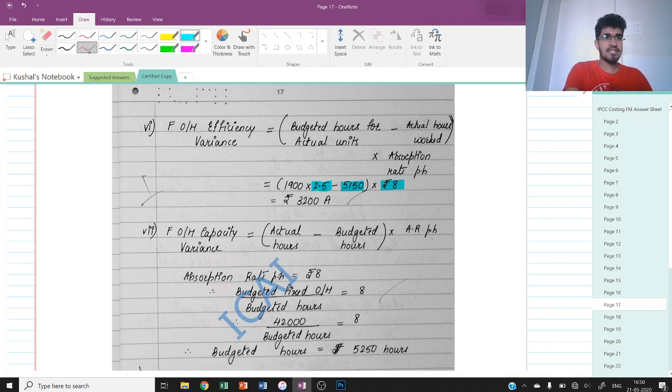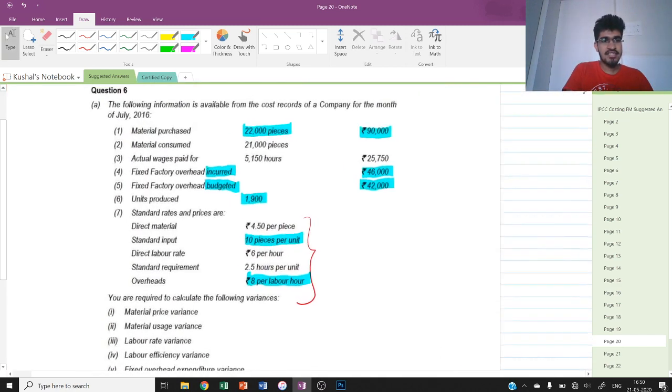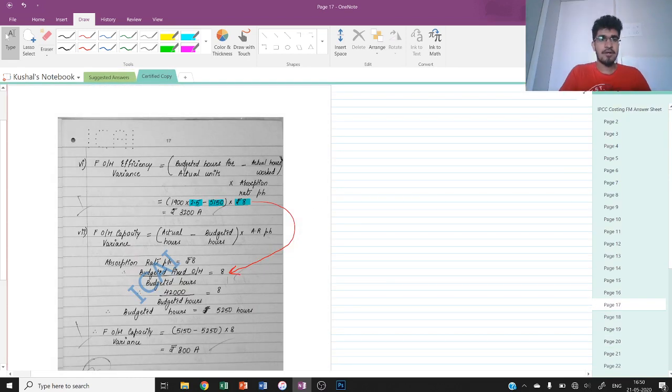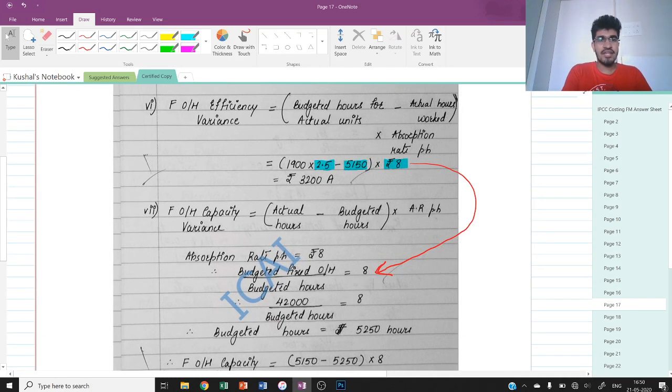How has this absorption rate been calculated? See, here I have written the working note. So absorption rate per hour is rupees 8, which is given in the question, I suppose. Let me check. Yeah, overheads is rupees 8 per labor hour. So this is given in the question. This means that the absorption rate per hour has already been given in the question. Now simply multiply it and you get the fixed overhead efficiency variance, which is rupees 3200 adverse.